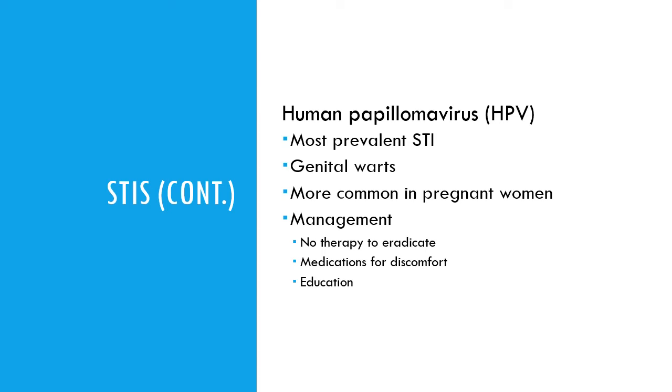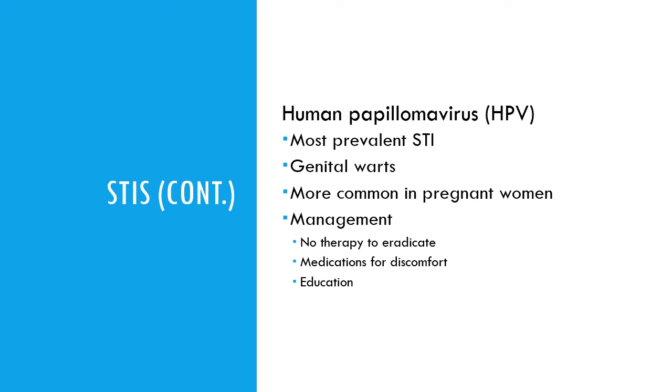HPV has a long latency period. Therefore, the history of exposure is hard to determine. So someone can become infected and not know for months down the road. Okay, and by then they may have a different partner, and therefore it's hard to determine which partner they actually received it from.